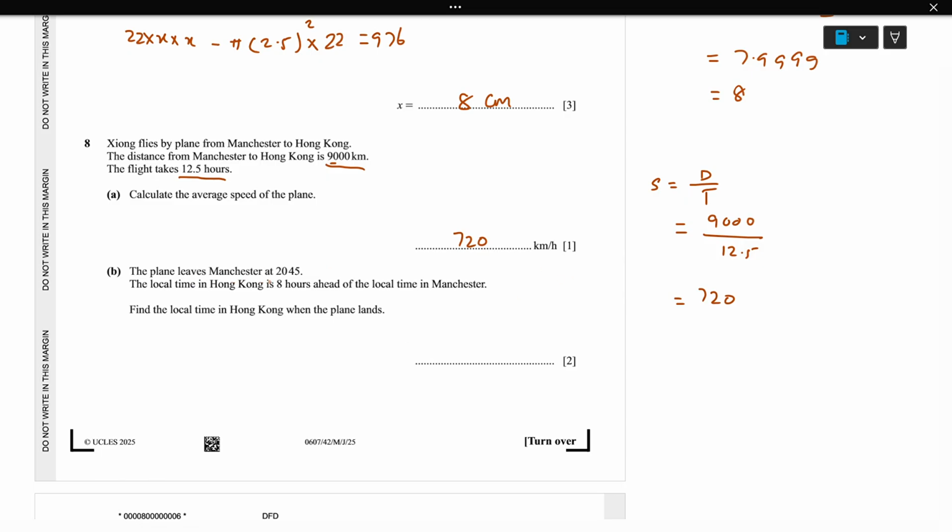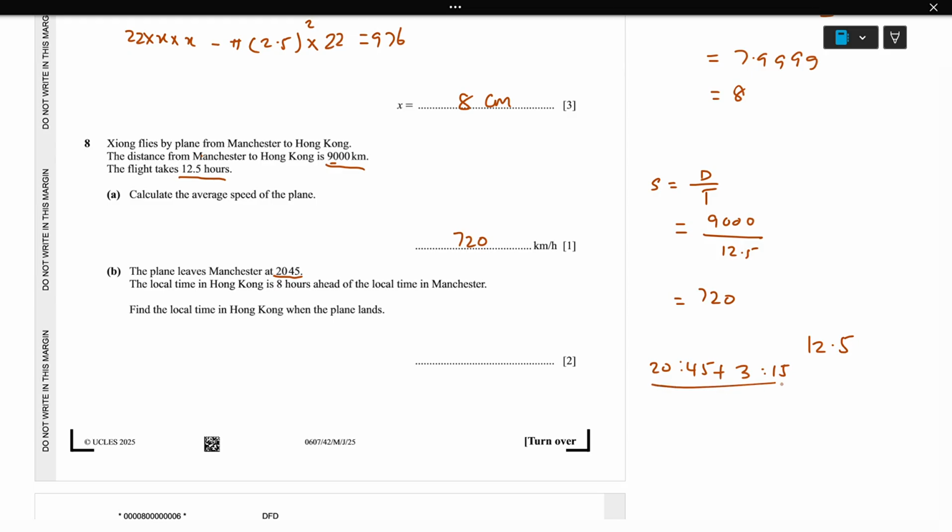Next, the plane leaves Manchester at 20:45. Then the local time of Hong Kong is 8 hours ahead. Find the local time in Hong Kong when the plane lands. Okay, so 20:45, the total duration will take 12.5 hours. So 12.5, for the 24 hours we need to add here 24, so 20:45, so 21, 15 minutes required for 21, then 3 hours 15 minutes.